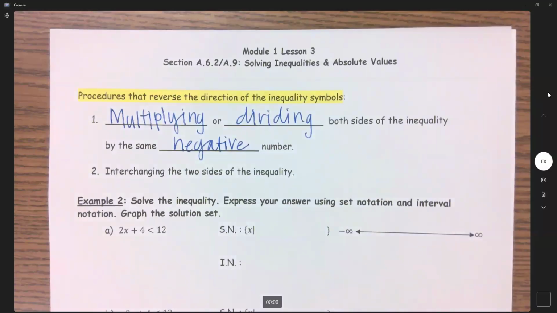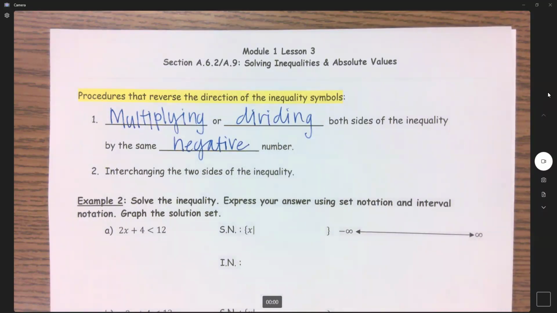First thing that we're going to do is solve inequalities. And when we solve inequalities, we really treat them a lot like equations. What you do to one side, you do to the other. We're always going to do the opposite operation. So the opposite of addition is subtraction. The opposite of multiplication is division.